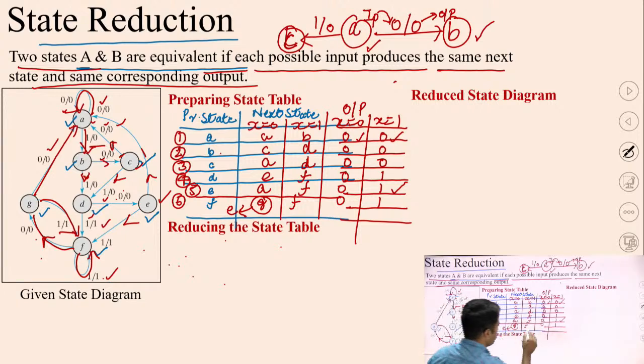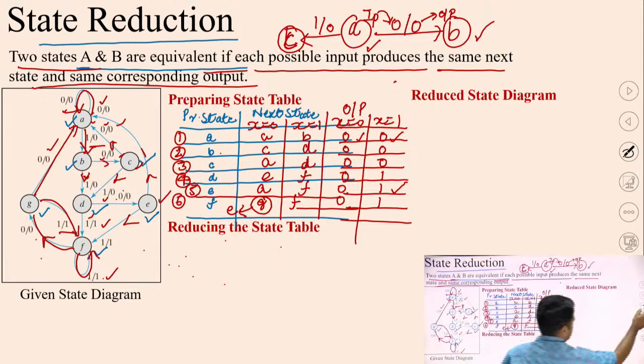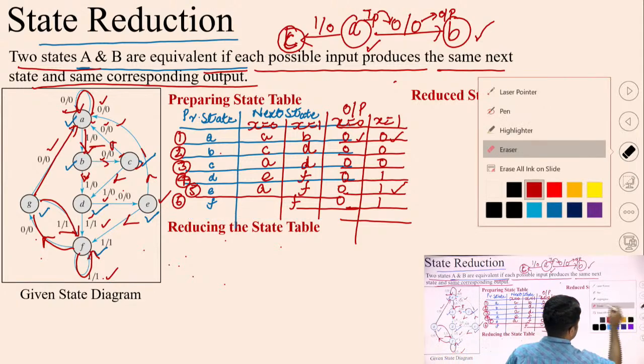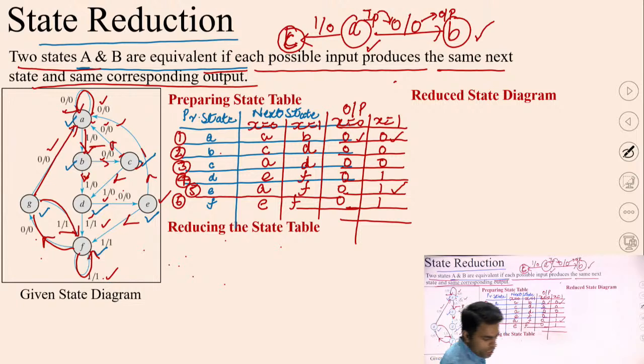Okay. Again you can check, are there any more similar rows? Now if I replace G by E, I am removing this G and using E here. Again you can check: are there any two rows which are identically same, which have the same next state and same output? Check these 6 rows. Are you able to find same identical states?